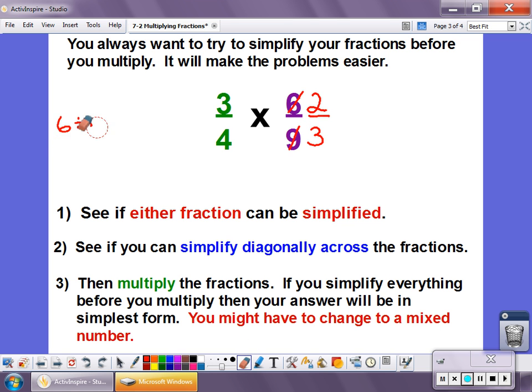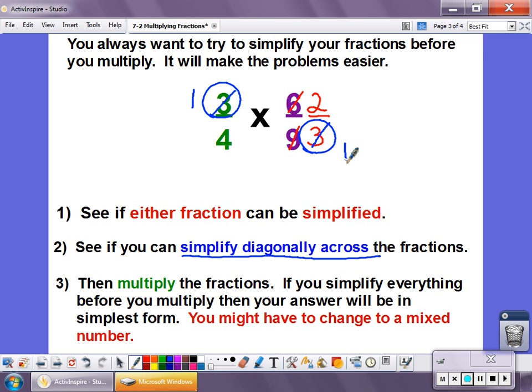Now the other nice thing about simplifying before you multiply is you can simplify not only the fractions you have, but you can simplify diagonally. Any numerator with any denominator. So for example, this 3 as a numerator and this 3 as a denominator, I can simplify because they both have a common factor. I can divide this by 3. 3 divided by 3 is 1. And I can divide this by 3. 3 divided by 3 is 1.